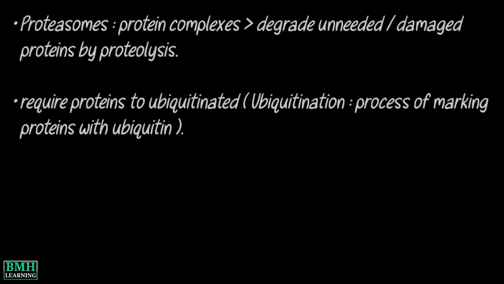Proteasomal degradation of proteins requires the proteins to be ubiquitinated through a process called ubiquitination, which is the biochemical process in which proteins are marked by ubiquitin, a 76 amino acid protein.